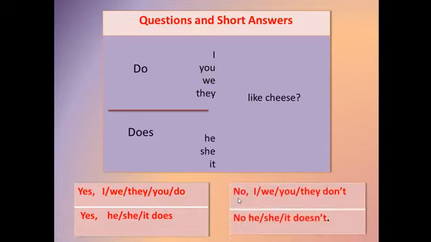Okay, if I want to answer with a no, with a negative, with I, we, you, and they, I add don't in my answer. Okay, no, they don't. For example, do they like cheese? No, they don't. Okay, but with he, she, and it, I add doesn't. Okay, does he like cheese? No, he doesn't.